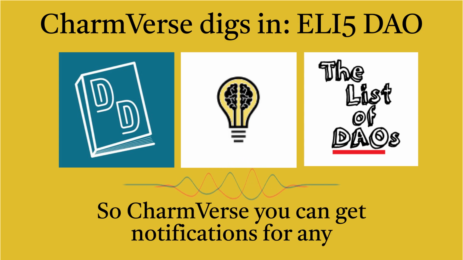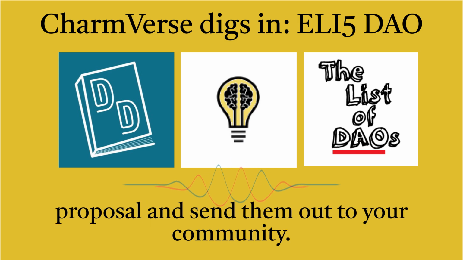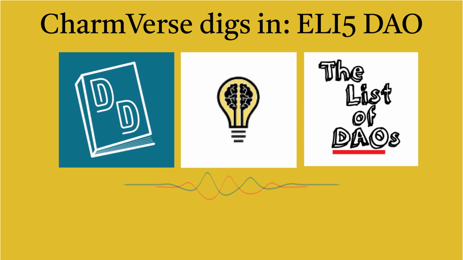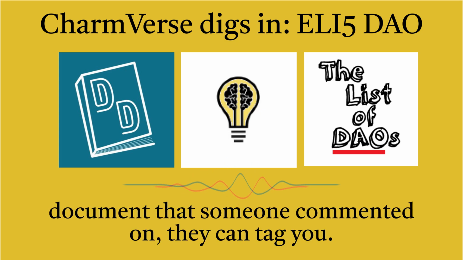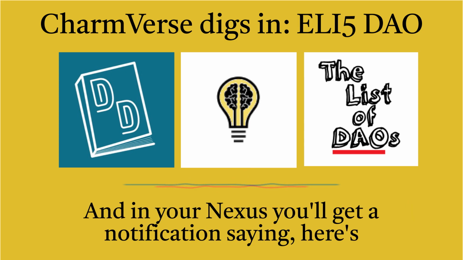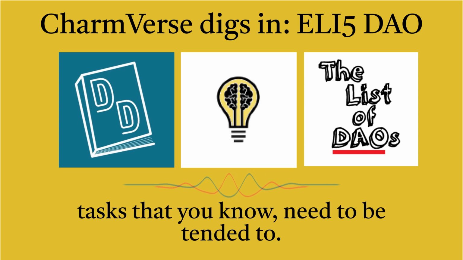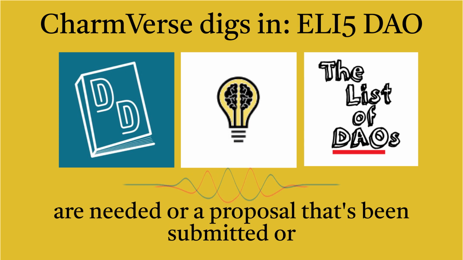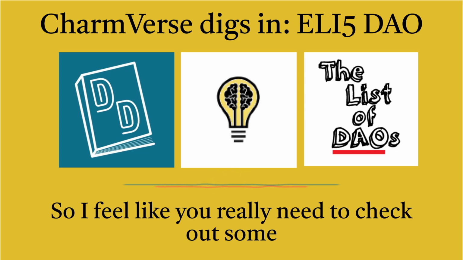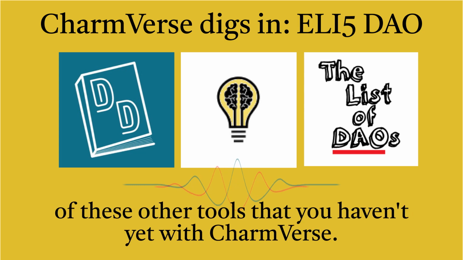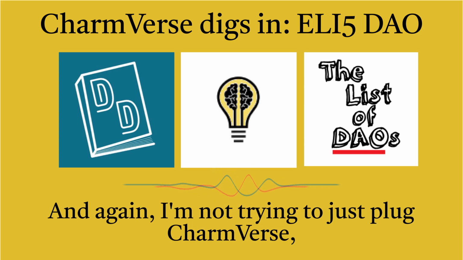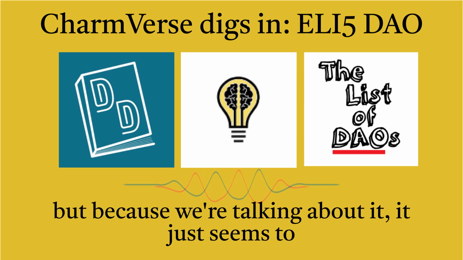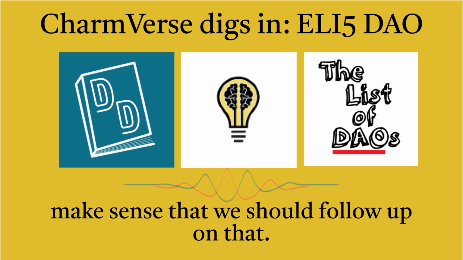A couple of things on this. With CharmVerse, you can get notifications for any proposal and send them out to your community. If someone comments on a document, they can tag you, and in your Nexus you'll get a notification of tasks that need tending to. It could be signatures needed from your multi-sig wallet, a proposal that's been submitted, or a vote that needs to be cast. So I feel you really need to check out some of these other tools with CharmVerse. I'm not just trying to plug CharmVerse, but because we're talking about it, it makes sense to follow up on that.